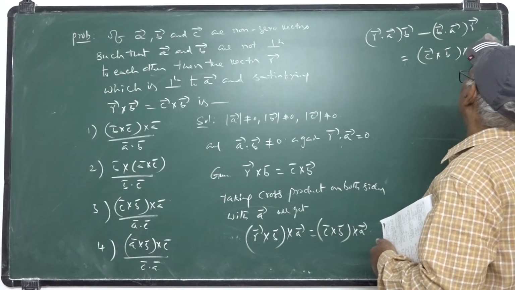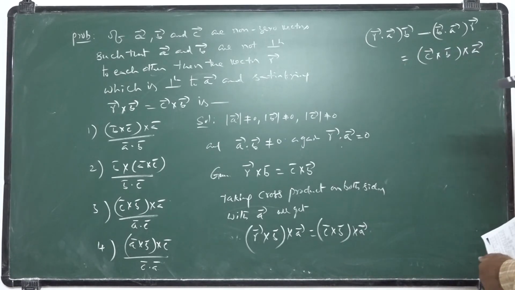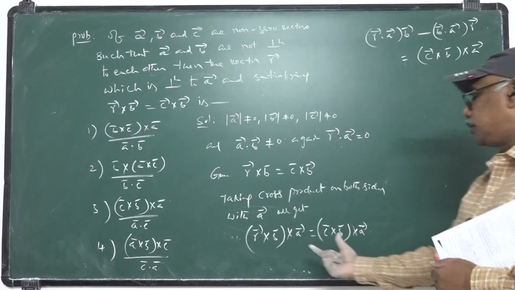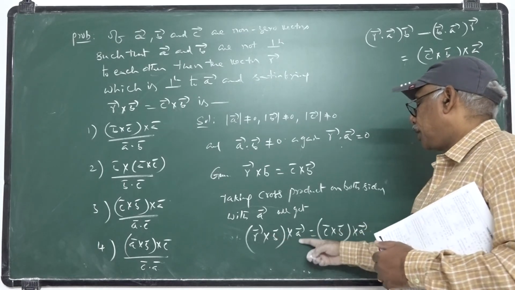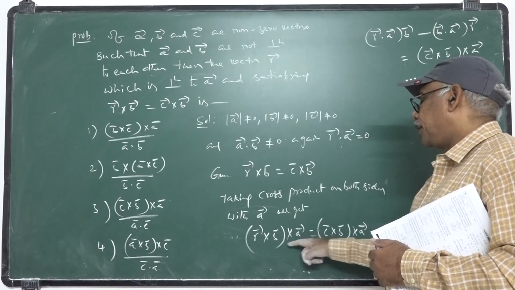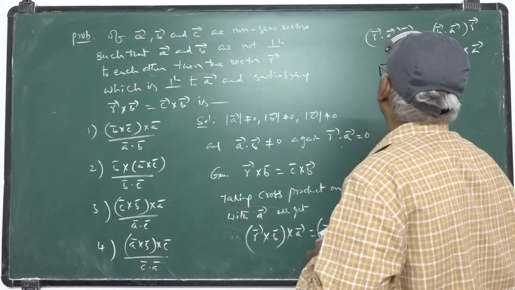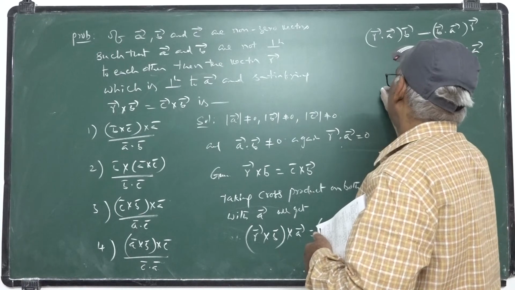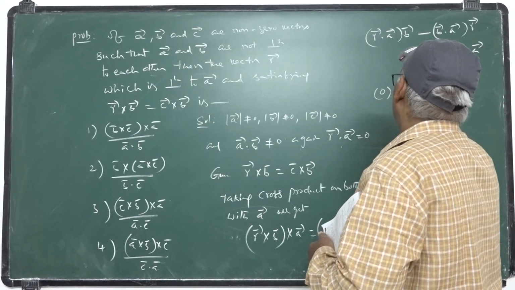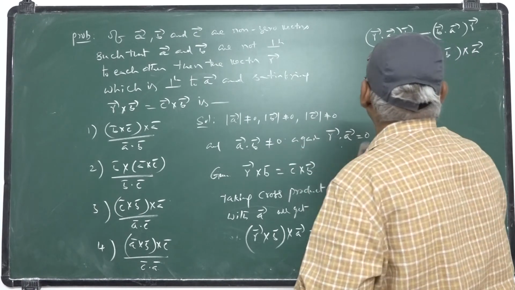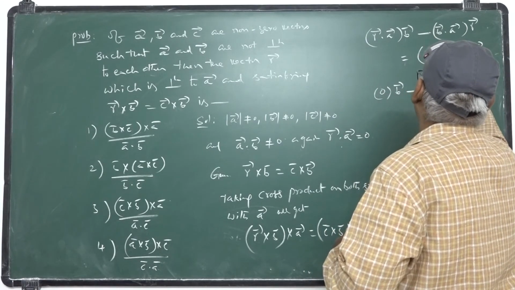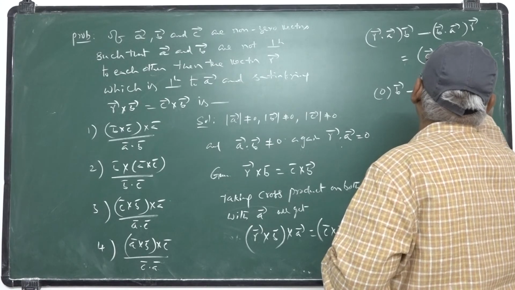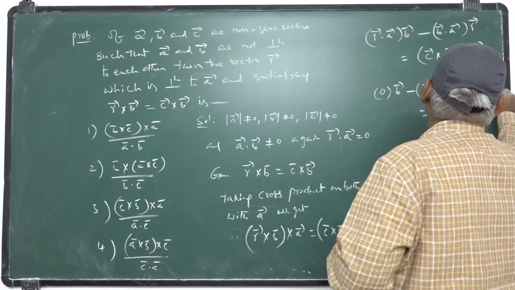take this one as it is, C bar cross B bar cross A bar. Evaluate this vector with the help of vector triple product. This is R dot A multiplied B, B dot A multiplied R. But R dot A is 0, so 0 into B bar. B dot A is not equal to 0, so you can take it A dot B multiplied R bar equal to C bar cross B bar cross A bar.